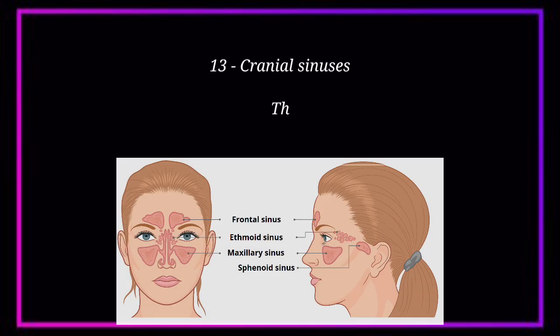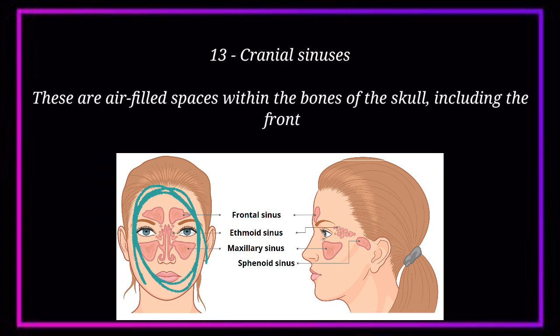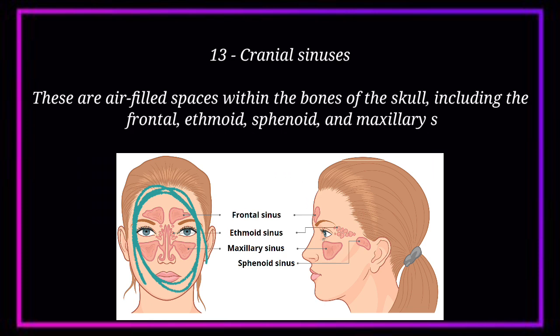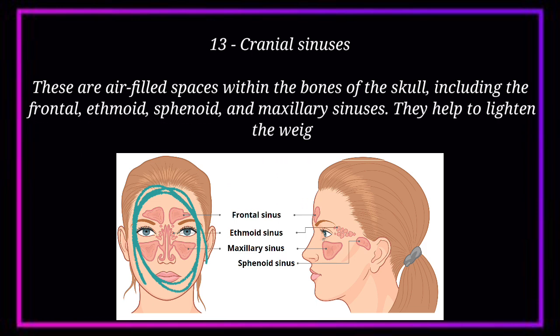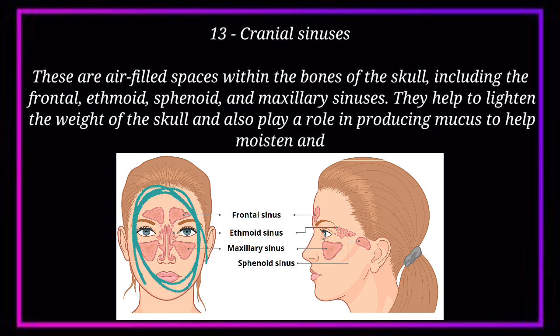Number 13. Cranial sinuses. These are air-filled spaces within the bones of the skull, including the frontal, ethmoid, sphenoid, and maxillary sinuses. They help to lighten the weight of the skull and also play a role in producing mucus to help moisten and protect the nasal passages.